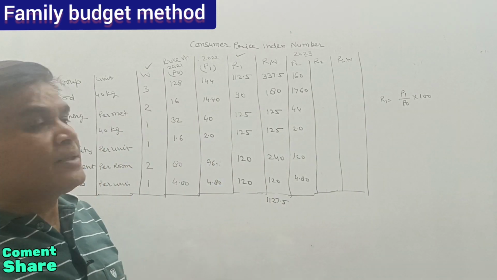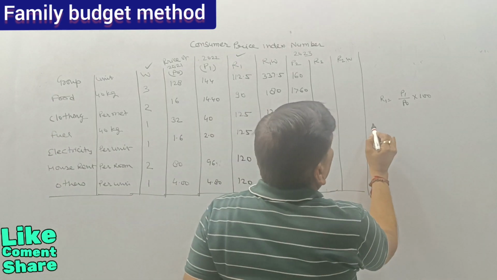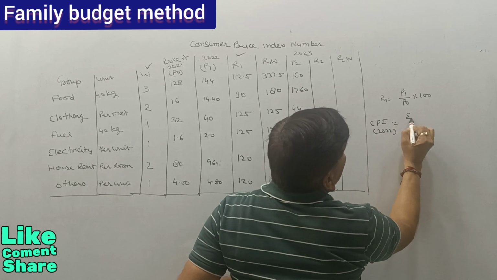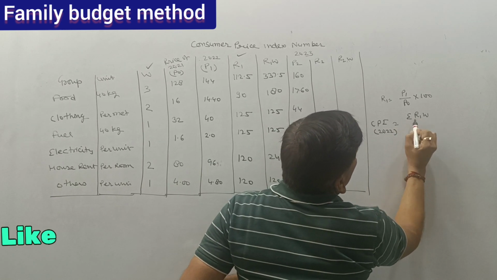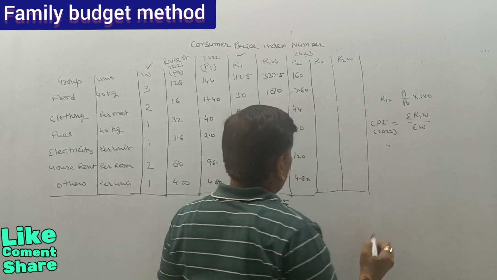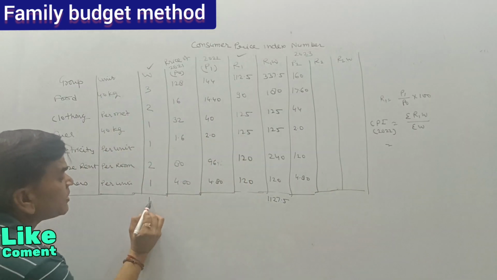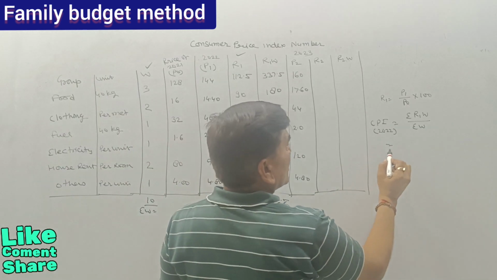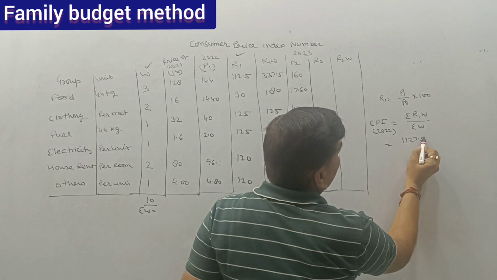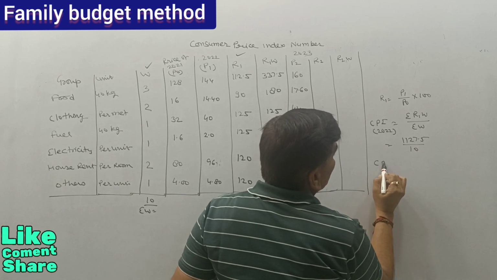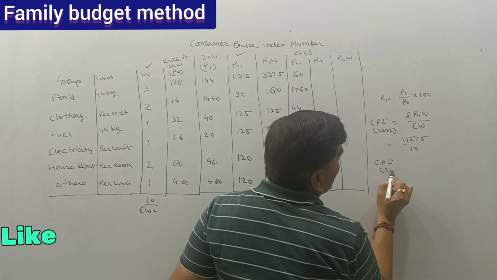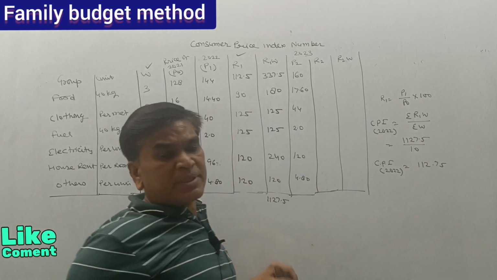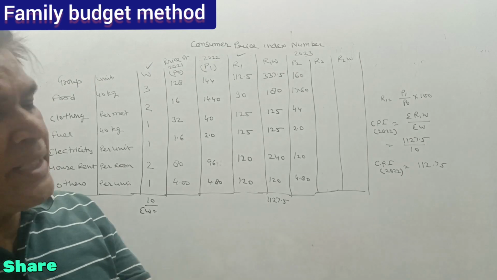So the consumer price index for 2022 is sigma R1W divided by sigma W. The value of sigma W is 10. So 1127.5 divided by 10, the consumer price index number for 2022 will be 112.75. So the first answer is 112.75.